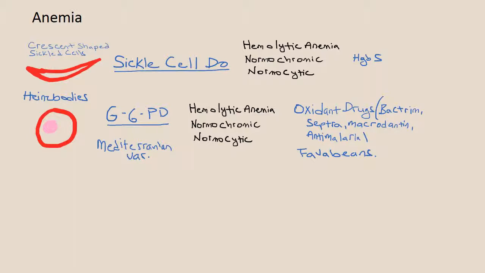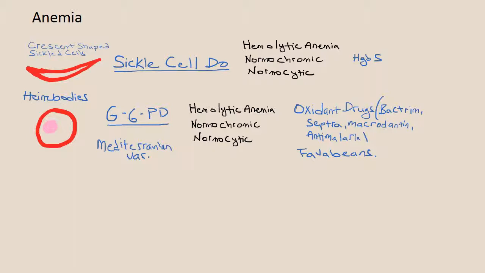Another hemolytic anemia, also categorized as normochromic, normocytic, is G6PD. Heinz bodies, the analogy that Joe used. A Heinz body is in a red blood cell where you see some denatured hemoglobin in the center of it. You can remember Heinz bodies as Heinz ketchup, fava beans. We'll discuss that in a second with G6PD.